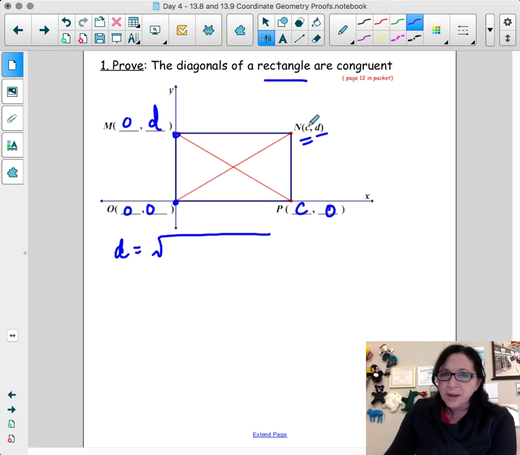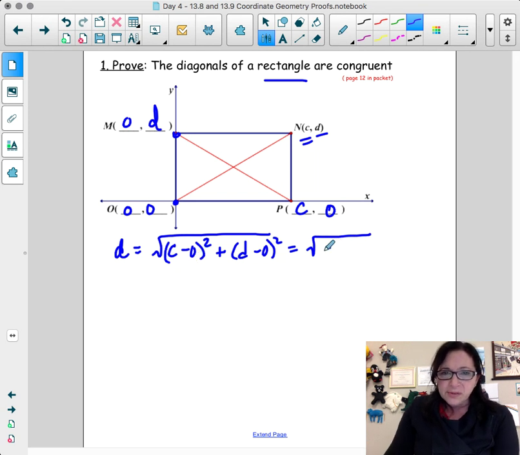I'm going to subtract my x's. So I'm going to say C minus 0, square that, plus D minus 0, quantity D minus 0 squared, is going to equal the square root of C minus 0, which is C squared, plus D minus 0, which is D squared. And that's it. So what did I just find?